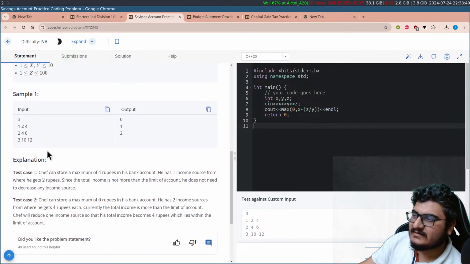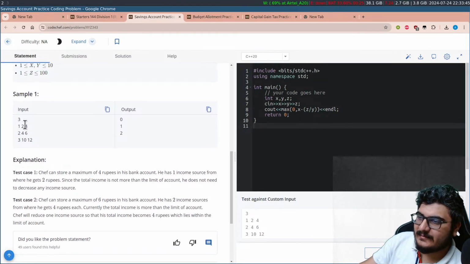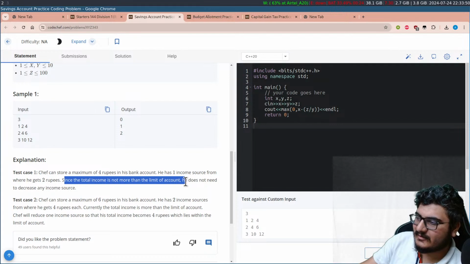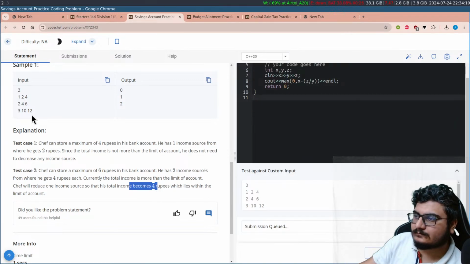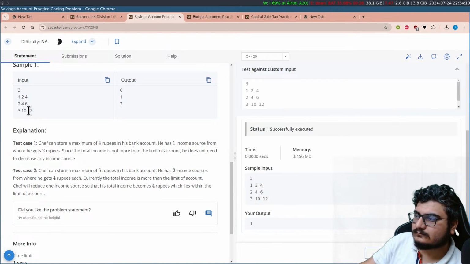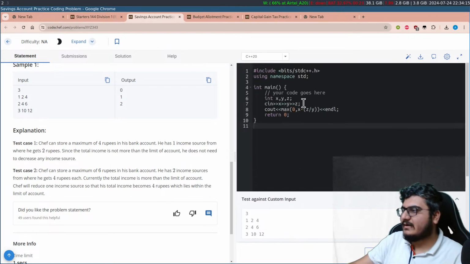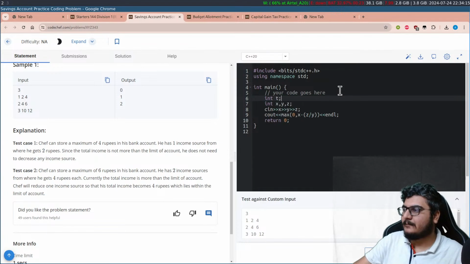Let's see the samples. Saif can store a maximum of 4 rupees in the bank account. He has one income source from where he gets 2 rupees. Since the total income is not more than the limit, he does not need to decrease. Saif can store 6 rupees in the bank. He has income sources from where he can get 4 rupees each. Currently, total income is more than the limit, so Saif will reduce one income source. Okay, I forgot to read the number of tests.